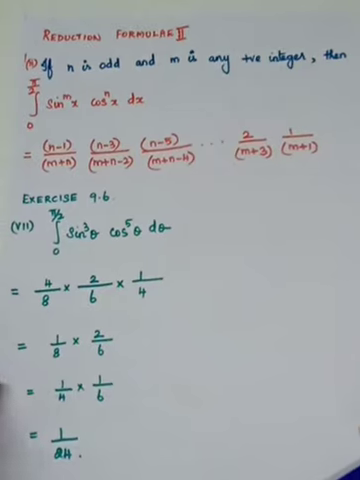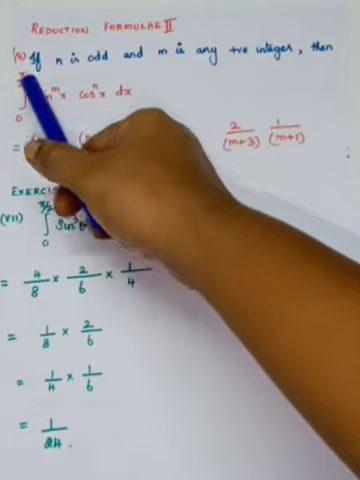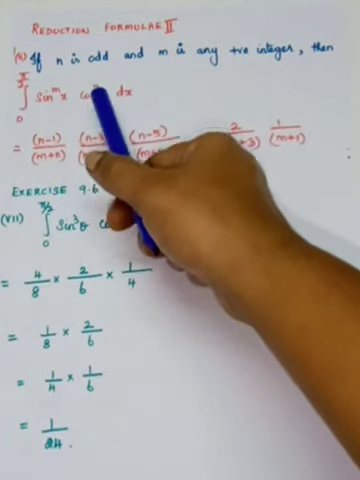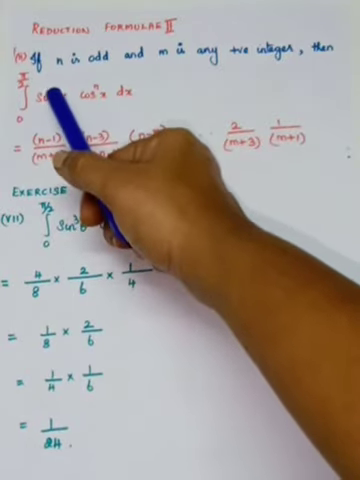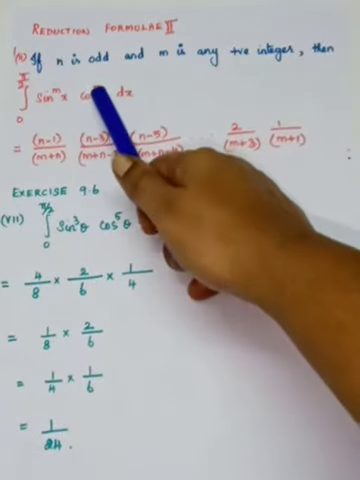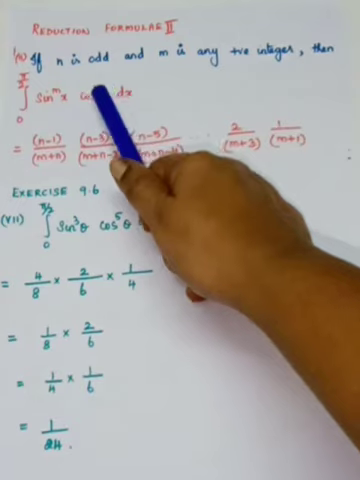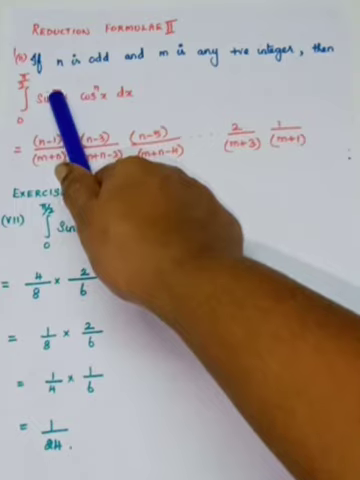Okay, you see the next one, reduction formula 2, second time. You see that if n is odd and m is any positive integer, that means m may be odd or even, anything may be. Then you see the integral 0 to pi by 2 sin power m x cos power n x. So the power of cos is odd, m may be even or odd. If it's so, you have to use this formula. Previously we have seen both the powers are even. Here the power of cos x is odd. You need not worry about the power of sin x. It may be anything, odd or even.